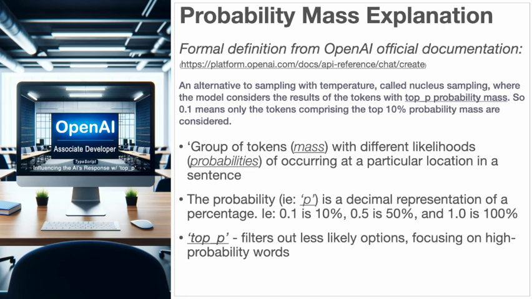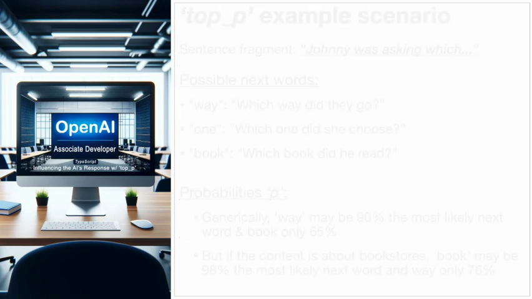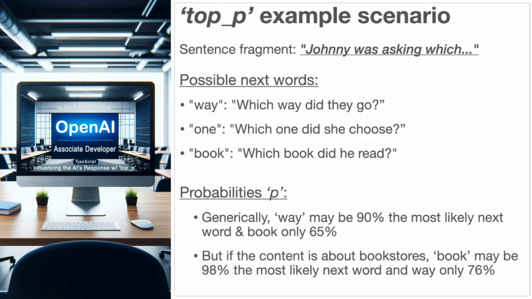Let's take a look at an example to explain it better. Imagine the AI is generating the next word in a sentence. Based on the context, there are many possible words it could choose. For instance, given the sentence fragment, "Johnny was asking which," the next word could be "way": which way did they go? Or it could be "one": which one did she choose? Or it could be "book": which book did he read? Each of these words has a different likelihood, i.e. probability, of being the next word in the sentence, this being based on the overall context.